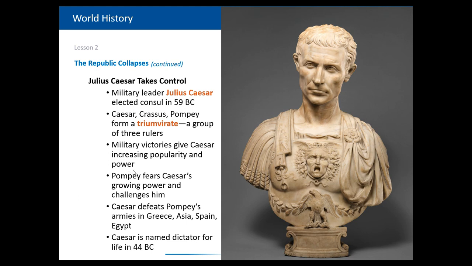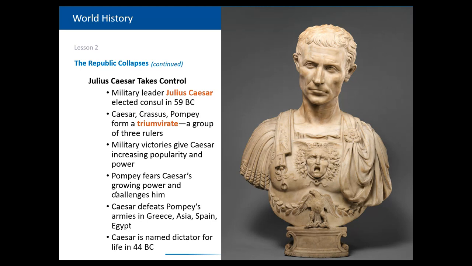Spain, which is in Europe, and Egypt, which is in Africa. So they're basically fighting each other, and they're supposed to be partners, a triumvirate, a group of three rulers. They're supposed to be ruling together, but they're fighting each other on three continents. Let that sink in for a second.